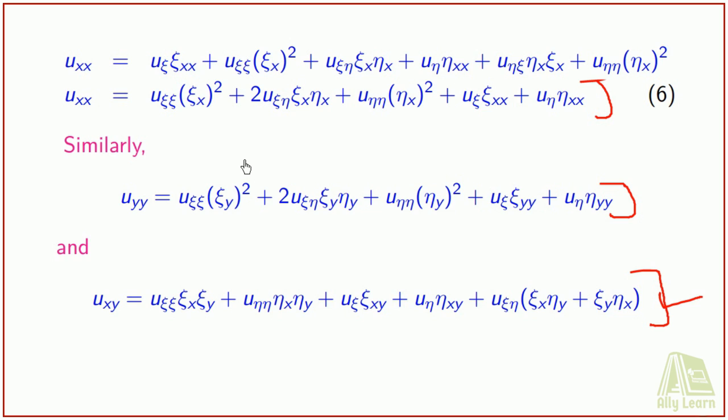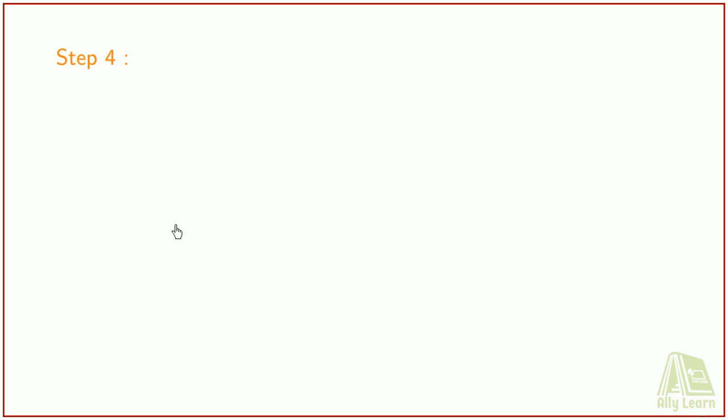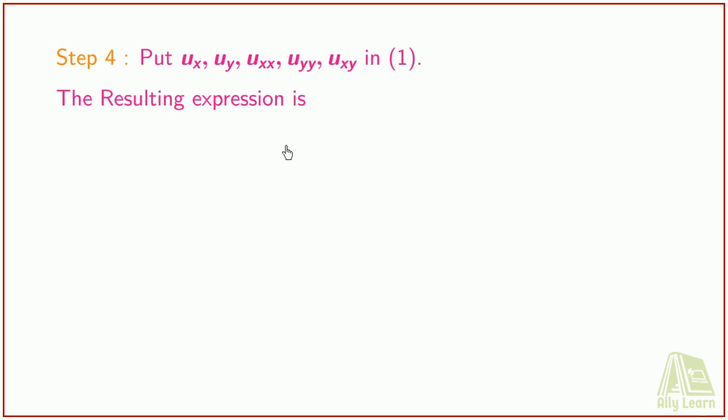Okay friends, so after calculating all these partial derivatives, we move on to our next step. In step 4, we have to put all the partial derivatives that we have calculated in equation 1. Equation 1 was my given second order linear PDE. In that equation, we put all the partial derivatives, and after putting them, the resulting expression that we will be getting is an expression of this form.